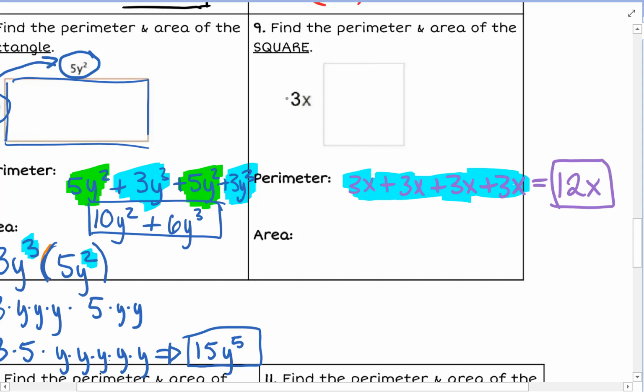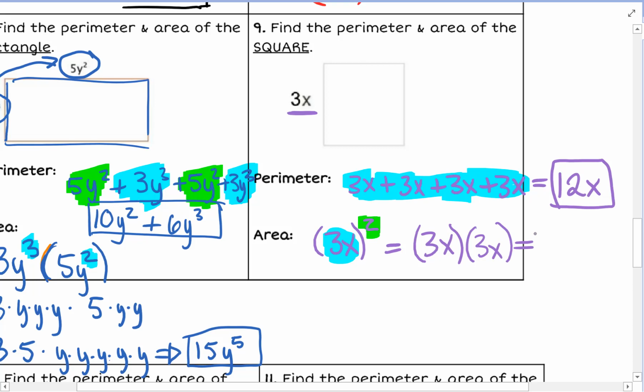For the area of a square, I take this side length and square it. Keep in mind here that since the 2 is on the outside, the product 3x must be multiplied by itself twice, not just x, not just 3, but 3x must be written twice. 3x times itself, 3x. 3x times 3x is 9x squared. All right, there is our area.